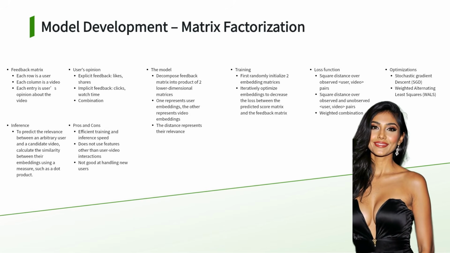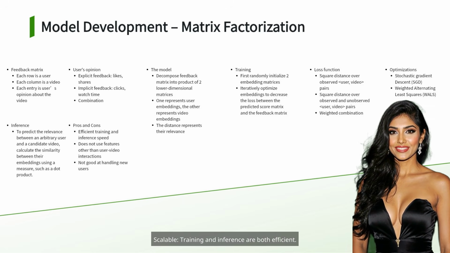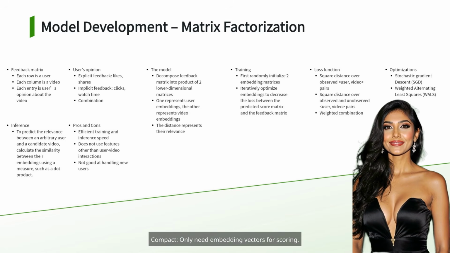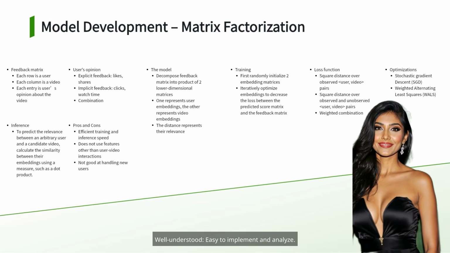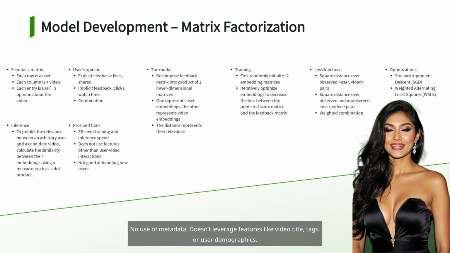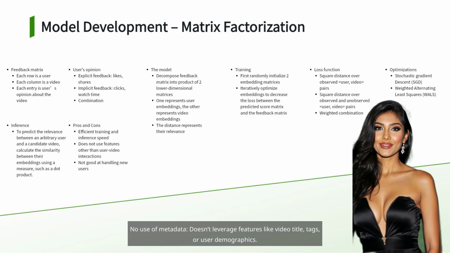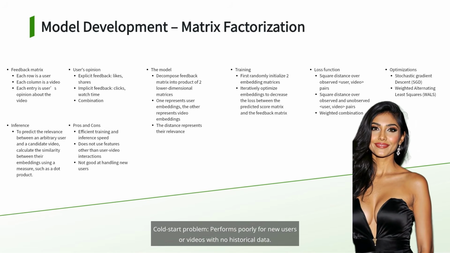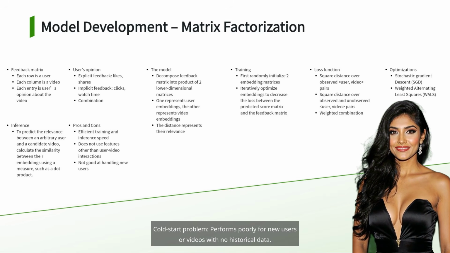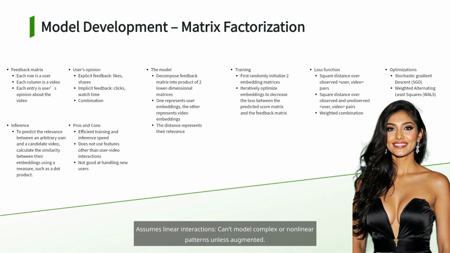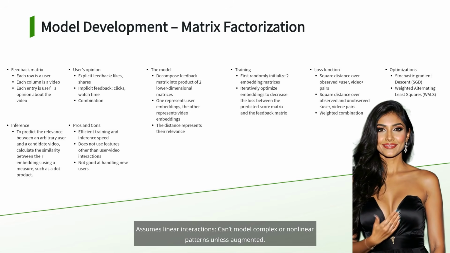Pros: scalable, training and inference are both efficient. Compact, only need embedding vectors for scoring. Well understood, easy to implement and analyze. Cons: no use of metadata, doesn't leverage features like video title, tags, or user demographics. Cold start problem: performs poorly for new users or videos with no historical data. Assumes linear interactions, can't model complex or non-linear patterns unless augmented.